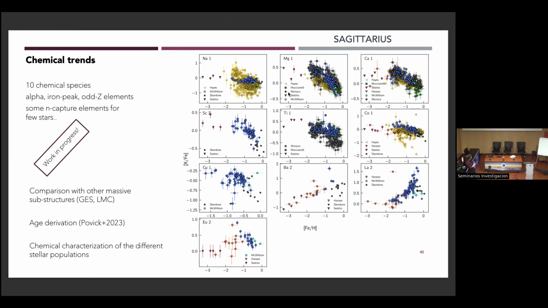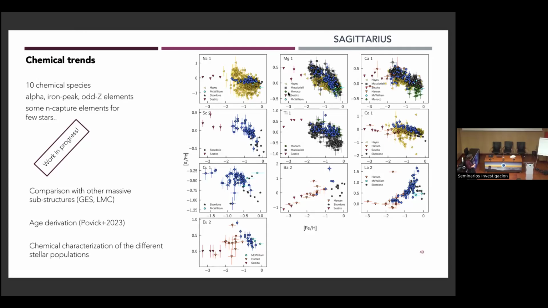And you can see that for many elements that for me are the most interesting ones, for example, the neutron capture elements, we are not really able with this quality of data to measure them for all the stars. In fact, I have barium or europium for around 10 stars. I was able to measure lanthanum for basically all the stars in our sample, while for the iron peak and the alpha elements, those elements that usually have more lines in the optical, I have more measurements.